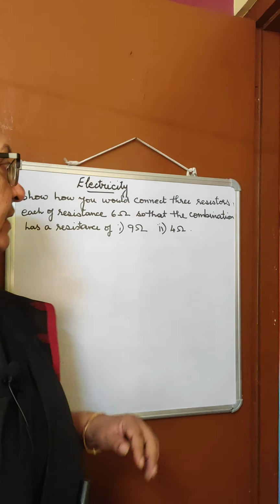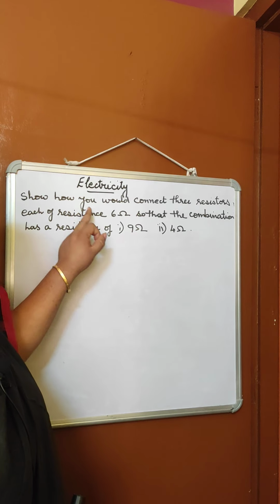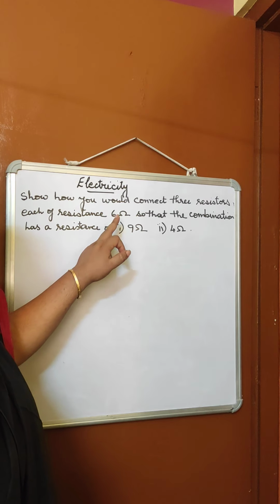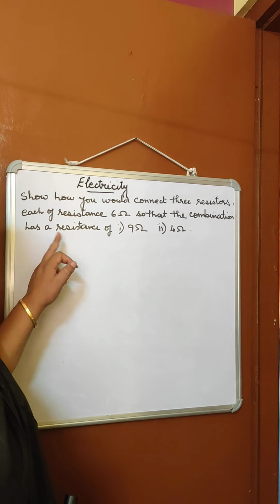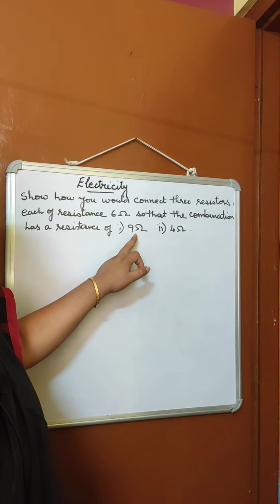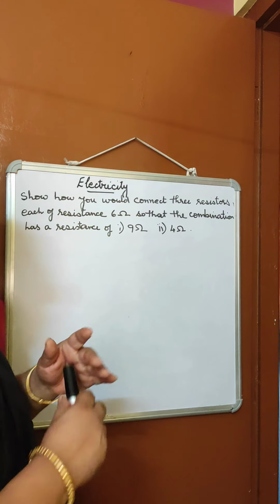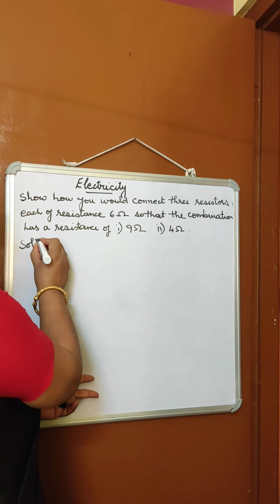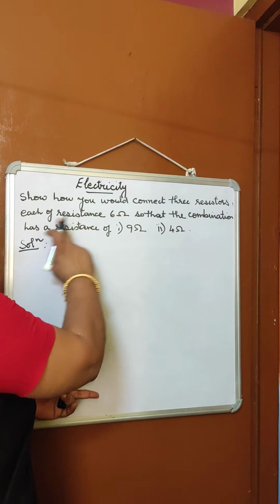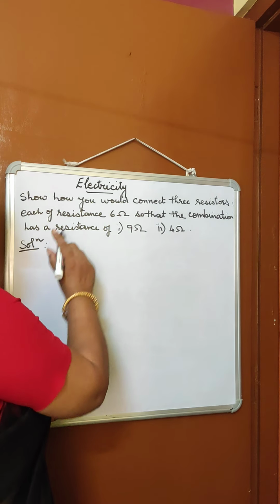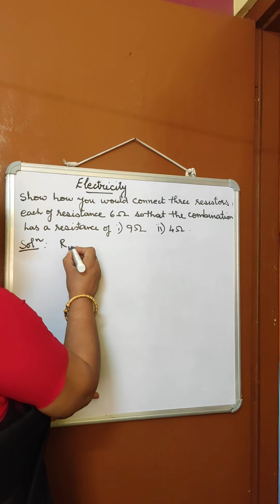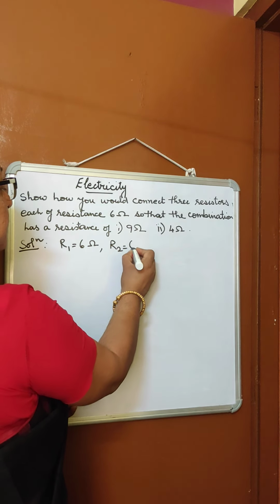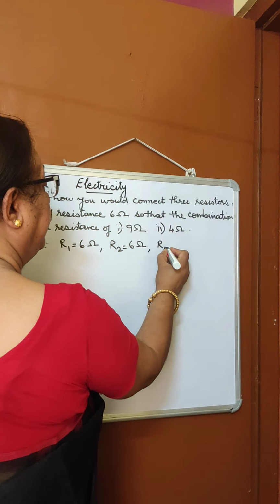Okay, the next one children: show how you would connect 3 resistors, each of resistance 6 ohm, so that the combination has a resistance of number 1, 9 ohms, number 2, 4 ohms. Okay, so first let's see for 9 ohms. There are 3 resistors, each of resistance 6 ohm. So we can just write down R1, R2, R3.